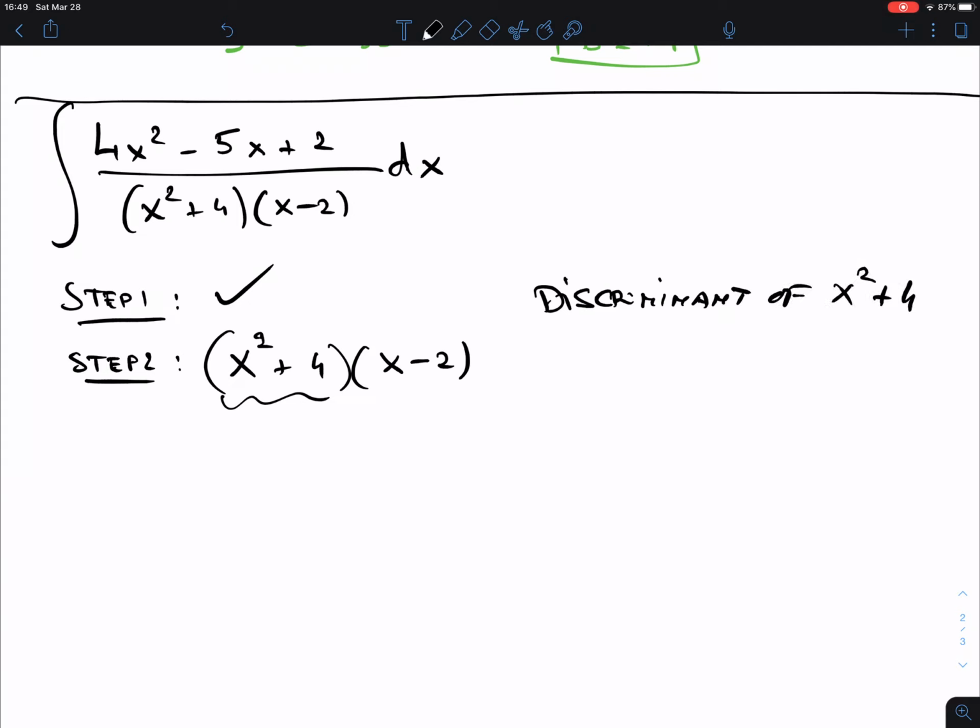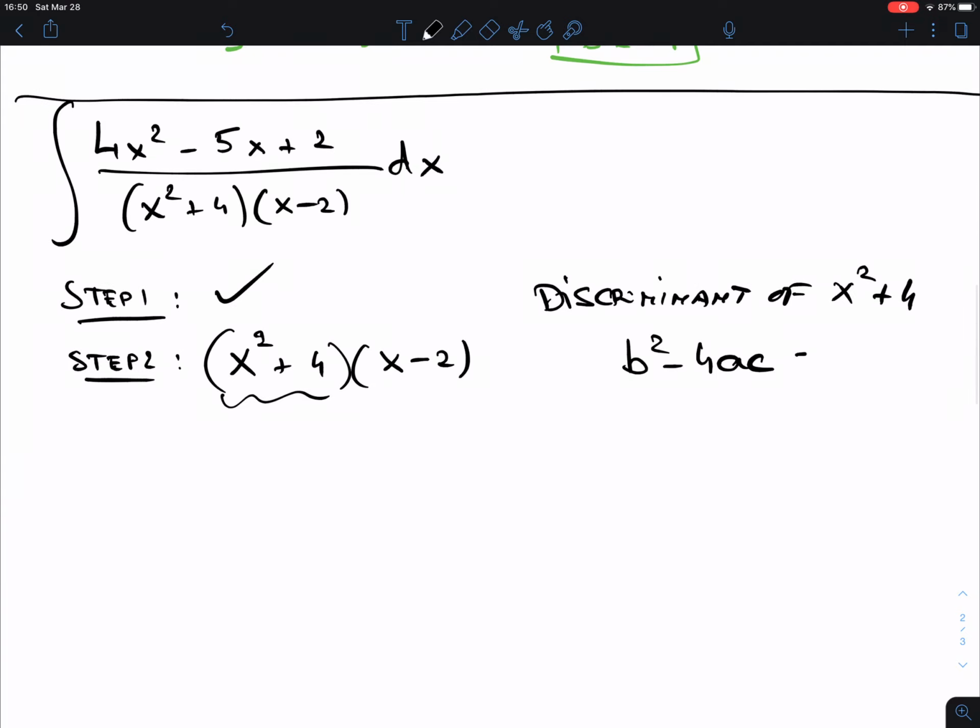Well, the discriminant in general is b squared minus 4ac. Okay, b is what here? Well, b is 0, right? There's nothing here. There's no term with an x in. So you get minus 4 times a, that's 1, and c is 4. So minus 16. That's negative, so that's a quadratic irreducible.